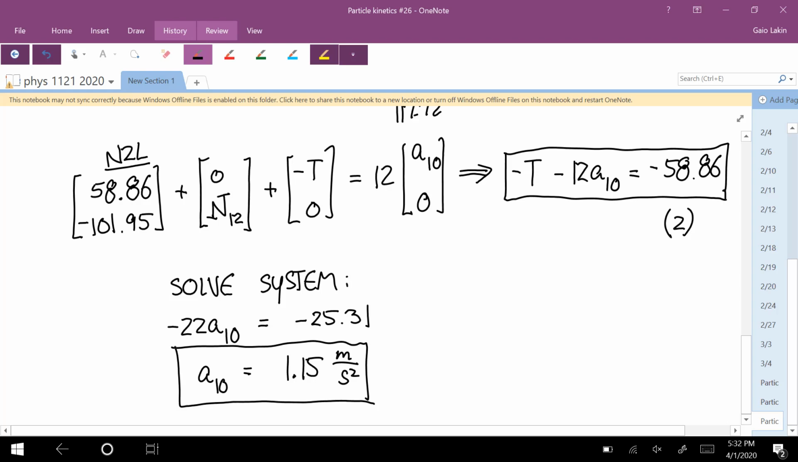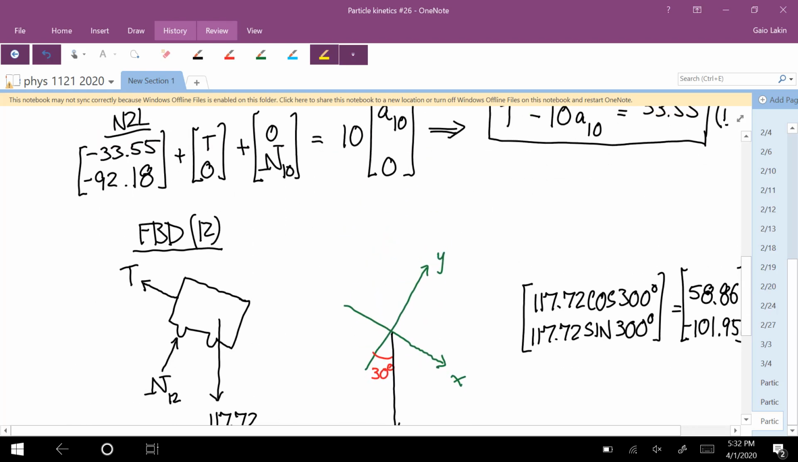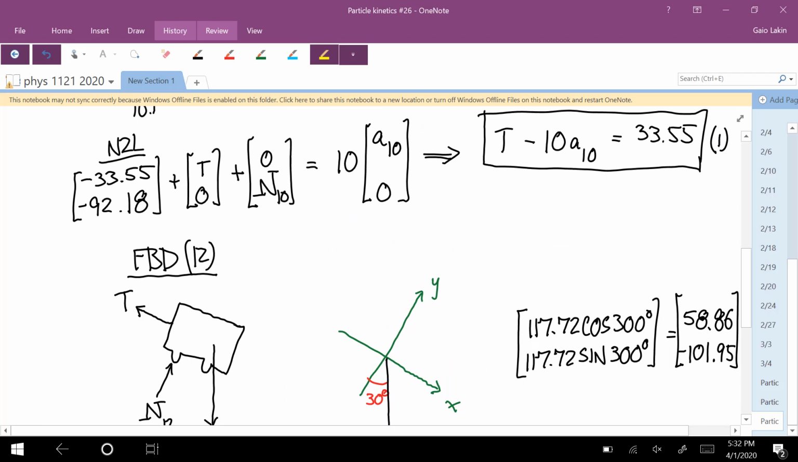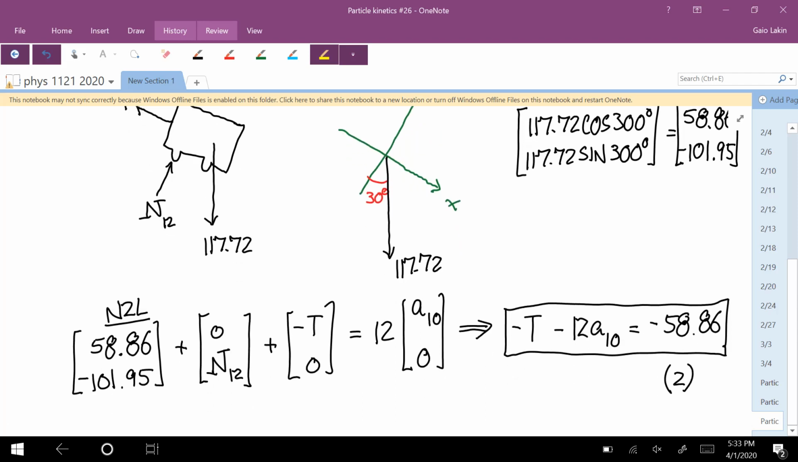Okay, well, and then if you wanted the tension in the cable, you could plug that A10 back into either one of those two numbered equations, find T. This question doesn't ask you specifically for the magnitude of the acceleration, but it asks you for a bunch of vectors, and you can get all those by just plugging these values of T and A10 back into Newton's second law expressions to come up with vectors and stuff. So that's the basic idea of this problem. That is particle kinetics number 26.